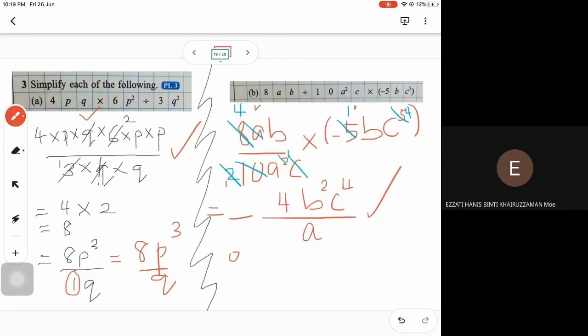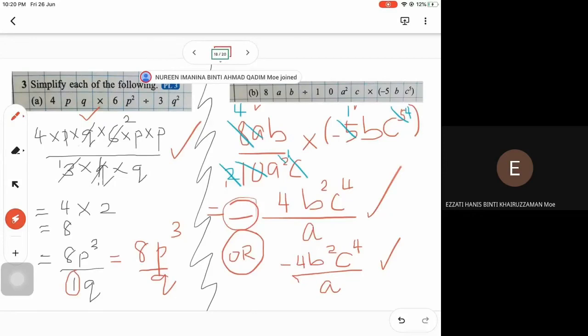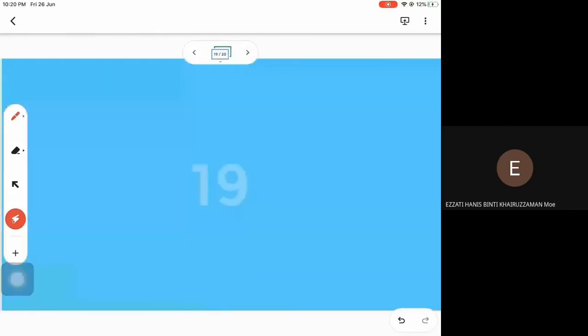Or you can write the negative near 4. So negative 4 B squared C to the power of 4 over A. So these two answers are acceptable. The difference is where you place the negative sign. You can place it in the middle or at the numerator as your final answer. Okay, next slide.